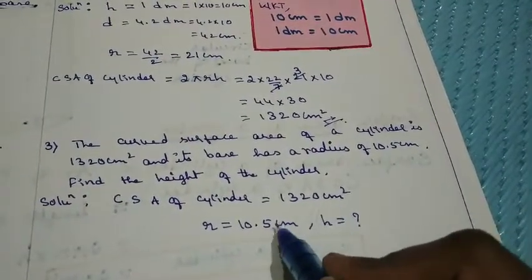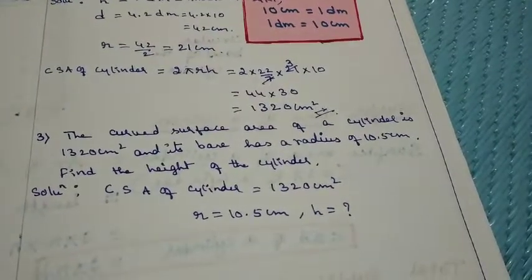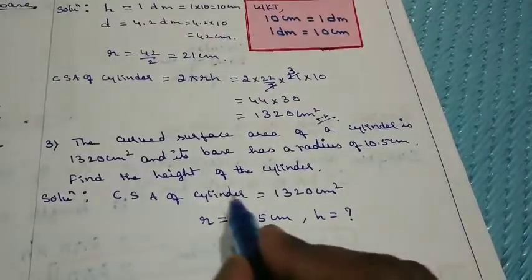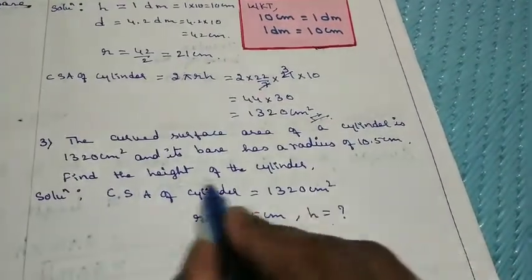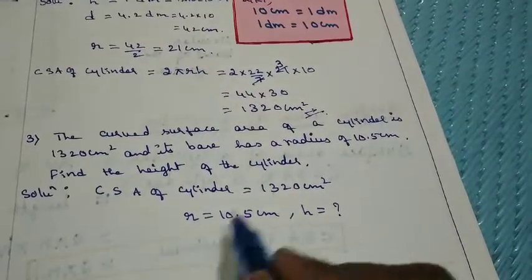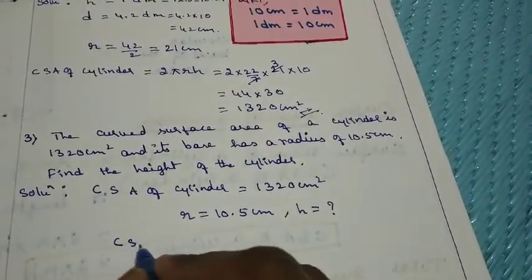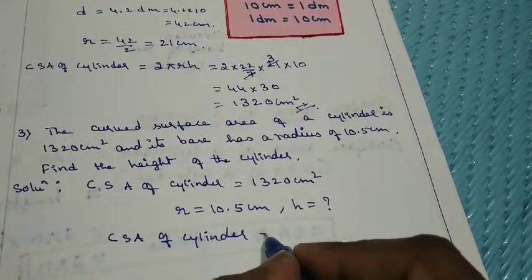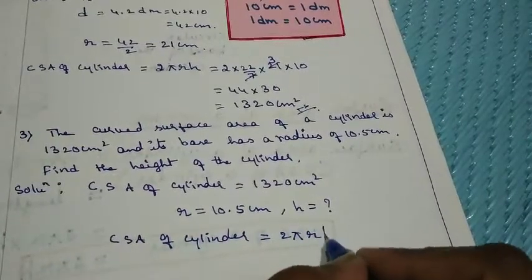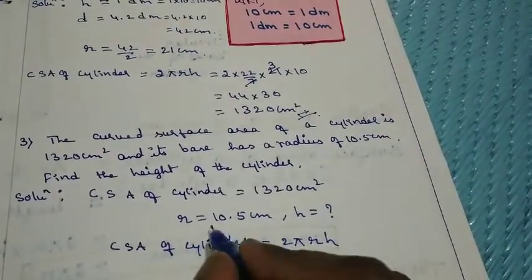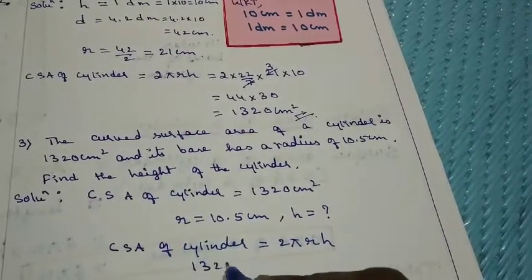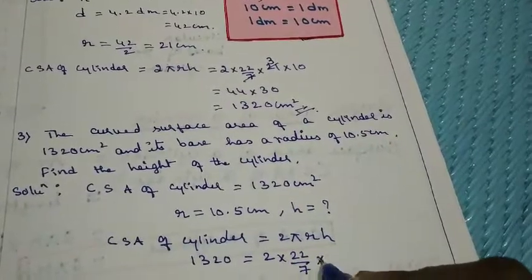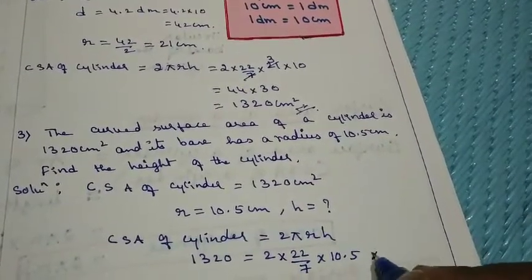Keep in mind, check whether the area unit and the radius unit are one and the same? Yes, both are in centimeters. Given information is about surface area of cylinder, so that is CSA of cylinder. We need to use the CSA of cylinder to find the height of the cylinder. So CSA of cylinder equals 2 pi rh. Then area is given, that is 1320 equals 2 into 22 by 7, radius is 10.5 into h.